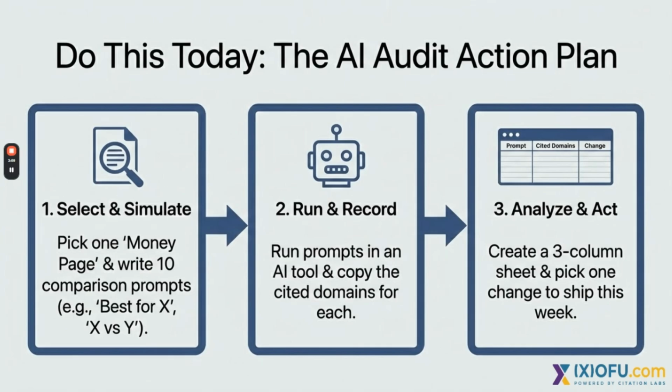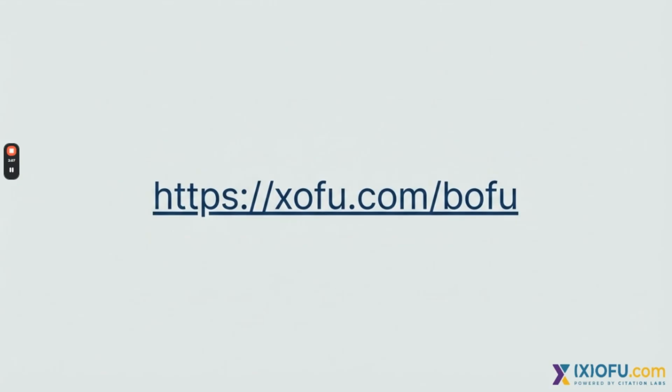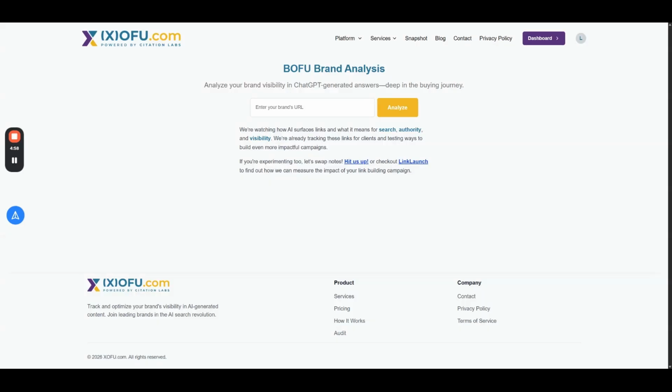Now, I showed you how you could do this today on your own, but another way that you can do it is using our bottom of funnel analysis tool on XOFU.com. So I'm going to show you how you can do that right now. So now I'm over on the XOFU website. This is their bottom of funnel brand analysis tool. This is completely free to use, and it's essentially a shortcut for finding your brand's AI shortlist.